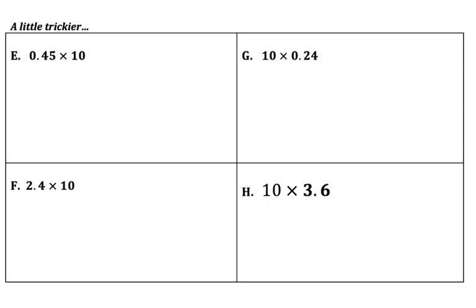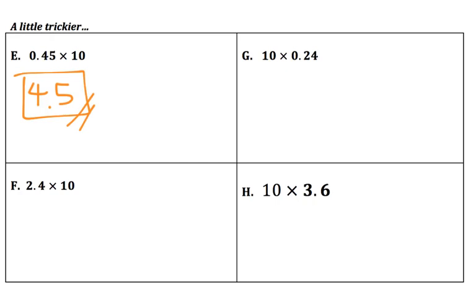Okay, so a little bit trickier now. We're still multiplying by 10, but let's see what happens. So if you have 45 hundredths and you multiply it by 10, all that's going to happen is both of these numbers are going to shift over a place value. So the 4 is going to move over into the ones place, and the 5 is going to move over into the tenths place. And that's it.